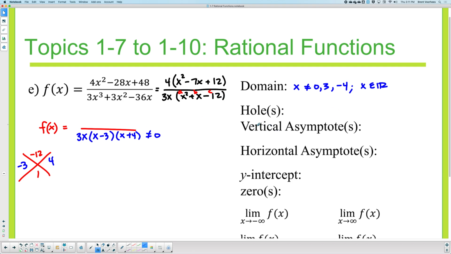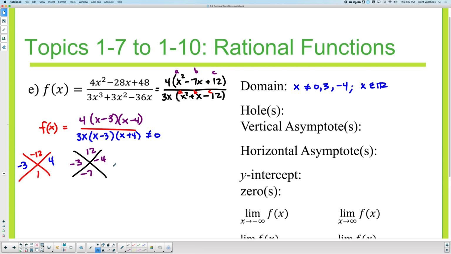Now to figure out holes and vertical asymptotes, I will factor the numerator. So in the numerator, I'm going to take my factors of a, b, and c here. A, b, and c. So we're looking for factors of 12 that add up to negative 7. So there's 1 and 12, 2 and 6, 3 and 4. Again, it's 3 and 4. The only way to get a negative 7, though, is both of these have to be negative. And if you check it, negative times a negative does give us a positive number. So I still have the GCF of 4, but now I have x minus 3 and x minus 4.